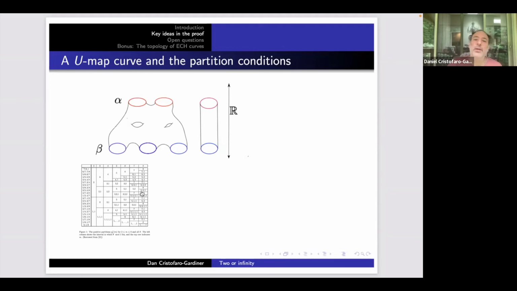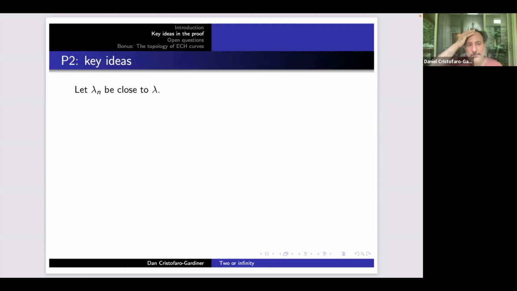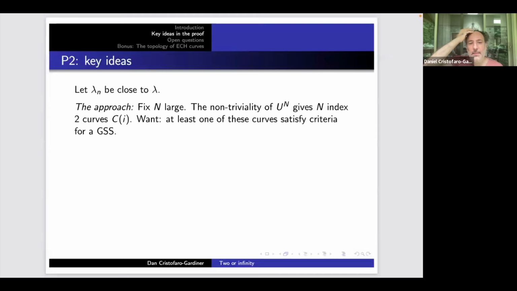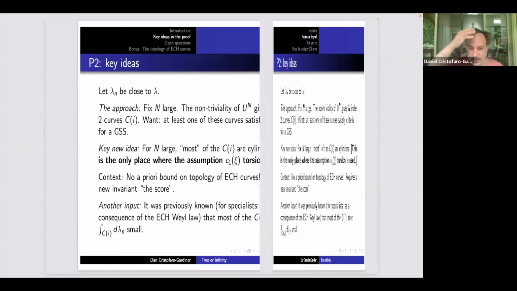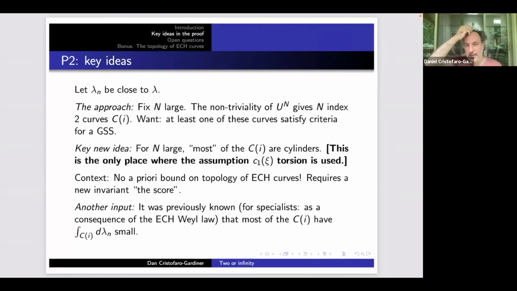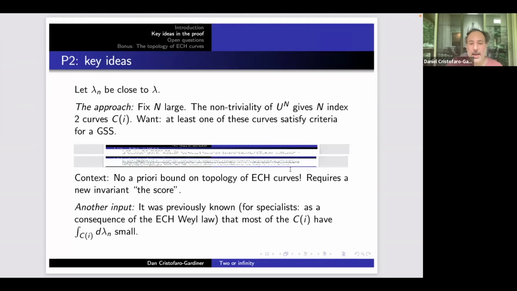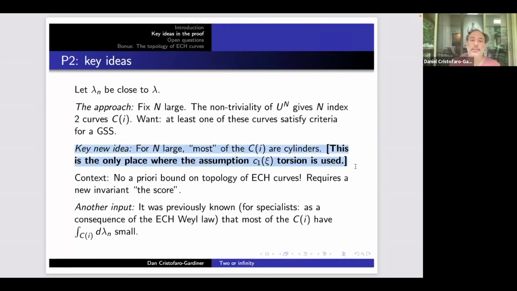Okay, so we don't really have time to go into much, but let's just close by saying the key ideas. Maybe I want to skip over this a little bit and just get to the key point. There are various things on the slide, but I just want to highlight this key point. So what you do is you use this U map. In fact, you use the U to the N map to get a lot of holomorphic curves.